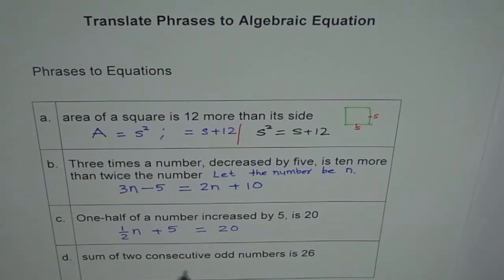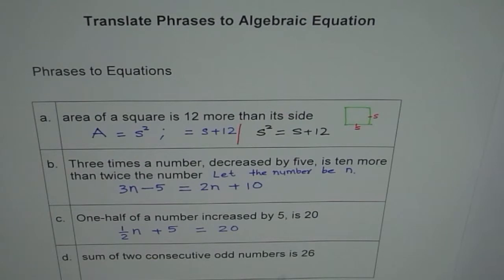Now let's move on to the next one. Sum of two consecutive odd numbers is 26. Now, you know what consecutive numbers are? We did it in algebraic expression also. Numbers which come together are consecutive numbers. How about odd consecutive numbers? They skip, right? 3, 5, 7, so we skip 4. But they are consecutive in the sense that the two closest numbers being odd are 3 and 5, right? How could you write them in the form of a variable?